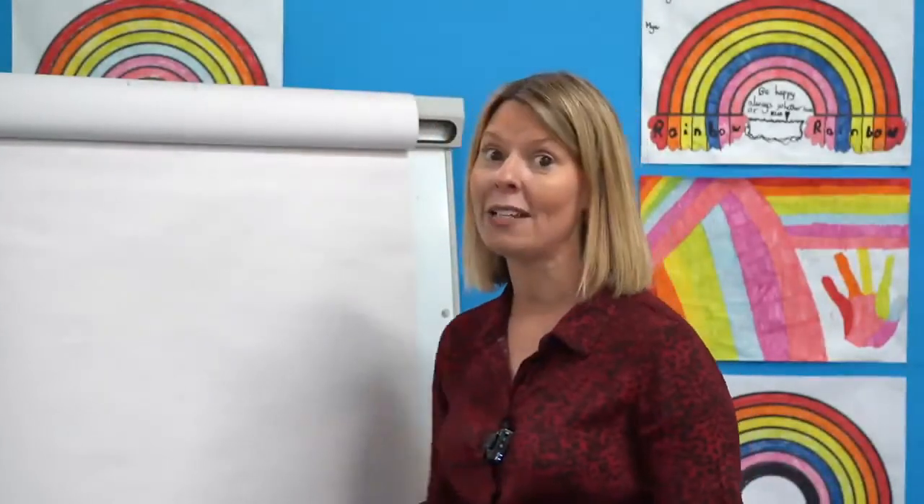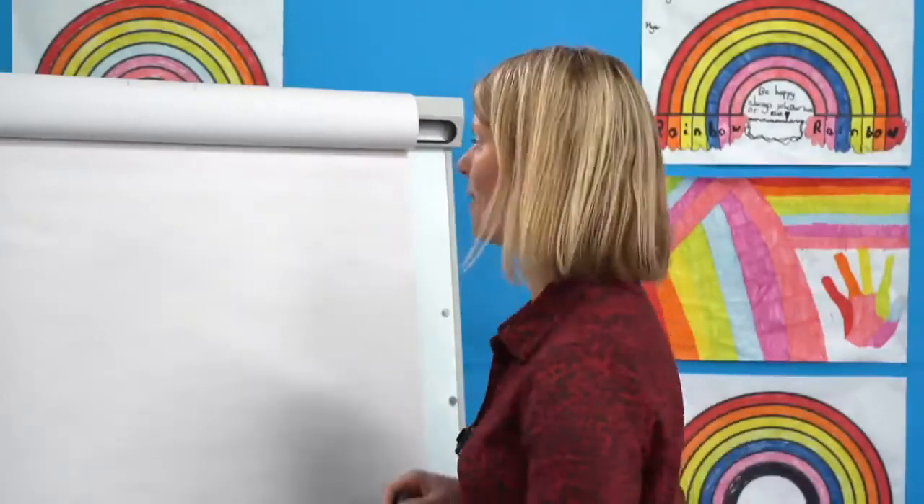Let's try another one. Let's spell girl. Segment the sounds with me. Girl. G-earl. Let's count how many sounds there are. Girl. G-earl. Girl. That's 3 sounds again. Watch me write girl. Remember, we need 3 sounds.